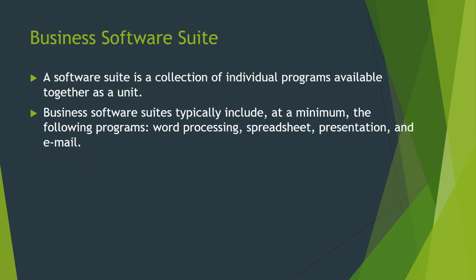Now, the business software suite. Here you are seeing business software suite. What is a suite? It is a collection of individual programs available together as a unit. A business software suite typically includes at a minimum the following programs: word processing, spreadsheet, presentation, and email. These four joined together are called a business software suite.